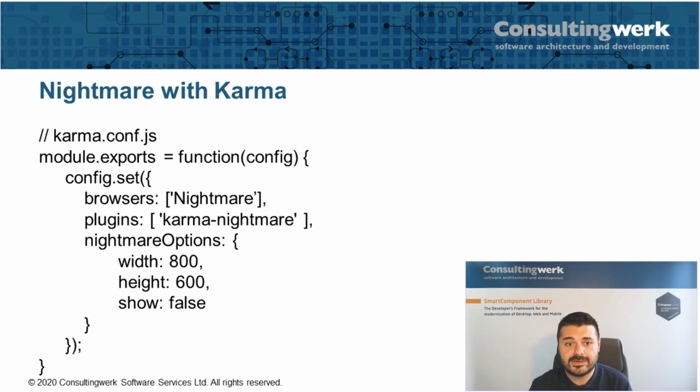So here is a sample Nightmare configuration with Karma. Essentially, we're telling Karma to use the Nightmare browser, and we're also loading the Karma Nightmare plugin, which needs to be installed via npm install. We give the Nightmare browser some options. We give it a width, we give it a height, and we say show false, which essentially means run headlessly. Don't open a window.